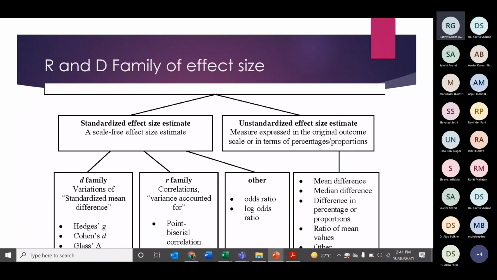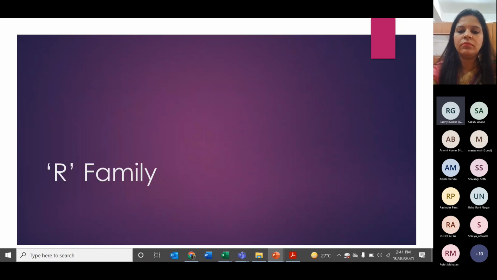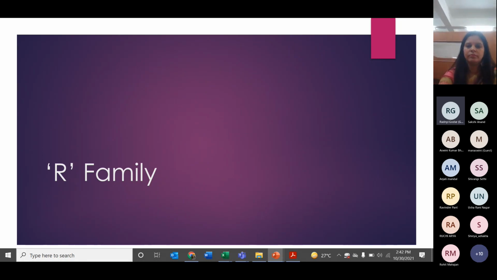We social science researchers primarily work on the R family, because most of the papers that we come across in social science report the correlation between two variables. And from all the papers that we are picking up, 40 to 50, whatever papers are there, what we want is correlation values. So we will be dealing with the R family. Although I will do the D family also, we will be dealing with the R family.